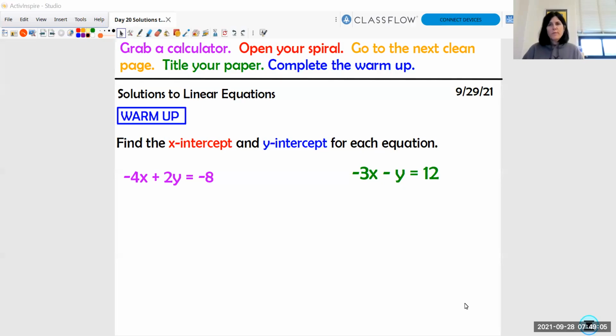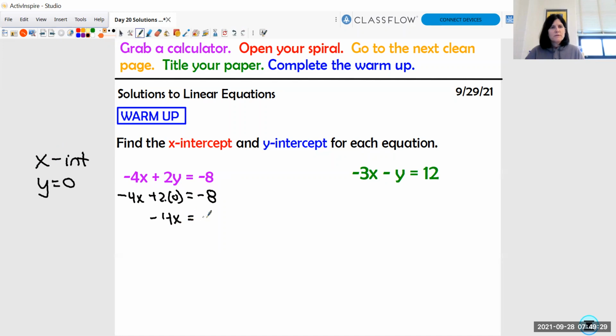Okay, for this warm-up, you are asked to find the x and y intercept. So let's review that the x-intercept is where y equals 0, where it crosses the x-axis. So we're going to substitute in a 0 here for y. When you do that, you end up with negative 4x equals negative 8. Divide by negative 4. And x equals 2. So the x-intercept is going to be 2, 0.